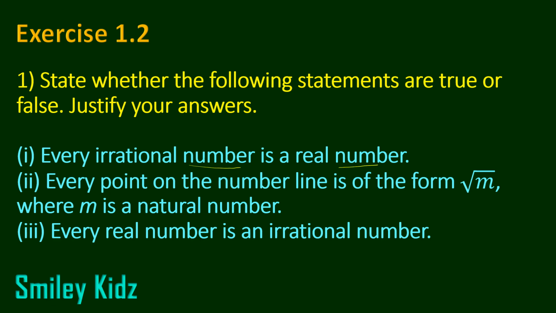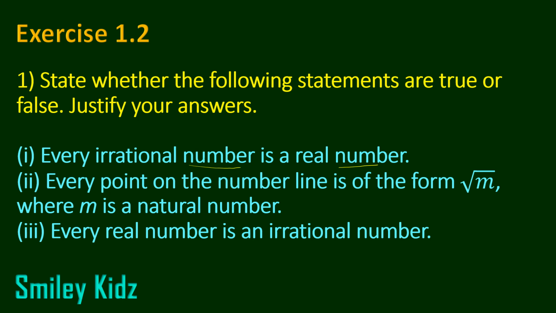What are irrational numbers? The numbers which cannot be expressed in the form of p by q, where p and q are integers and q not equal to 0. All the irrational numbers are non-terminating and non-recurring. Then what are real numbers? Real numbers are those numbers which are the combination of both rational and irrational. That means real numbers consist of rational numbers and irrational numbers.